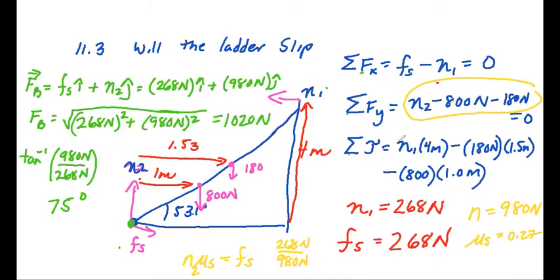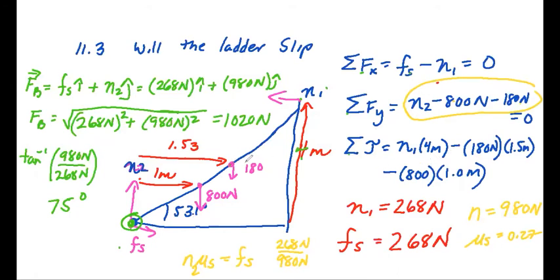Now for the sum of the torques, I used N1 times 4 meters. We're going to take the torque about this point. N1 is going this way, producing a positive torque, counterclockwise, and the lever arm is 4 meters because this is a 3, 4, 5 triangle. Now 800 produces a clockwise torque, and its lever arm is, remember, he was 1/3 of the way up the ladder, so 1/3 of this distance, which is 1 meter. So it's minus 800 times 1 meter.